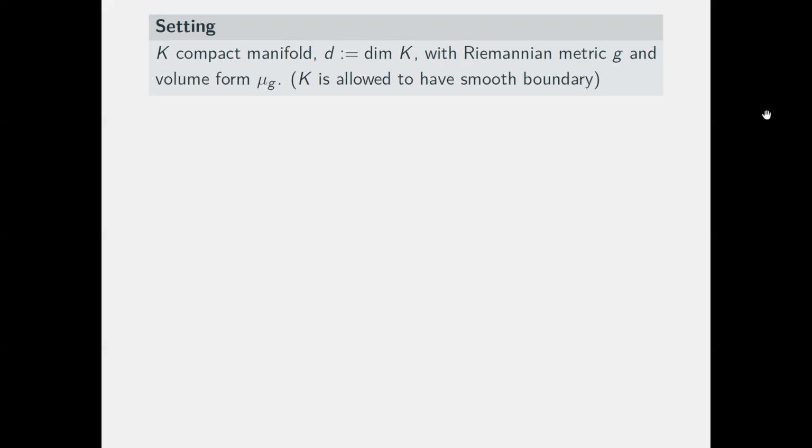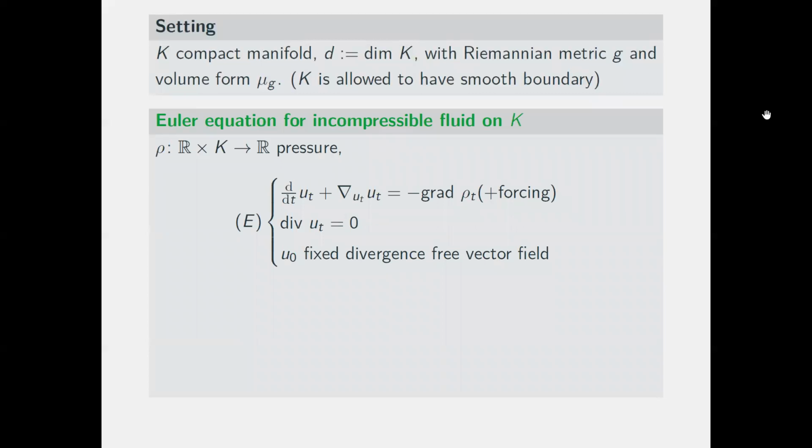And as an example for such a thing, let me formulate Euler's equation for an incompressible fluid. So Euler's equation reads: time derivative of a vector field u_t. The subscript t here does not mean another time derivative. It's just a reminder that the vector field is time dependent. So the vector field has a time variable and a spatial variable. Then Euler's equation is d/dt u_t plus nabla_{u_t} u_t equals minus grad of some function. Usually you have the grad of a pressure function here, and then plus some additional forcing terms.